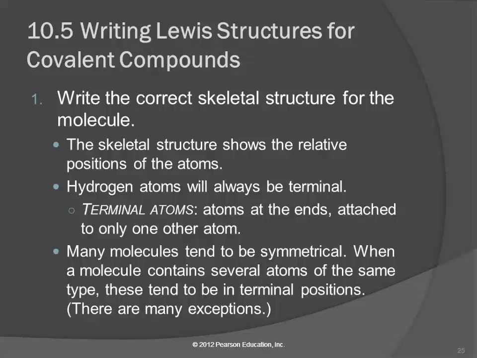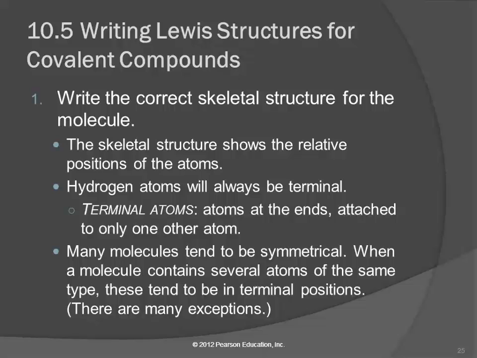So the first step is to write the correct skeletal structure for the molecule. So we're going to deal with molecules. They've got more than one atom, and so we have to figure out how those atoms are connected to each other. That's the skeletal structure. Sometimes you have choices. There's more than one way you could arrange the atoms. Hydrogens always have to be on the outside. We say they're terminal atoms because they can only make one bond. Hydrogens only make one bond, so they can't be in the middle and have two different atoms bonded to them.